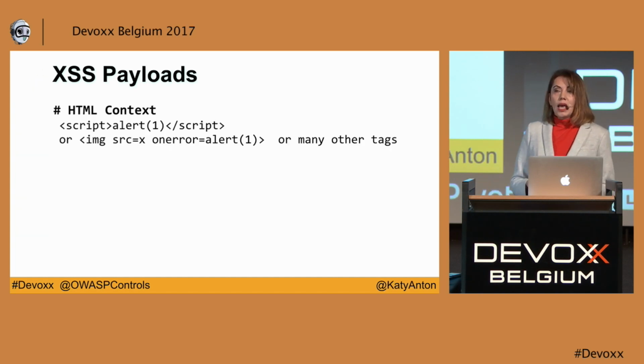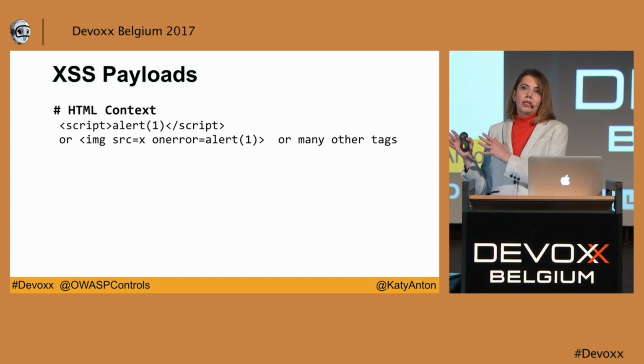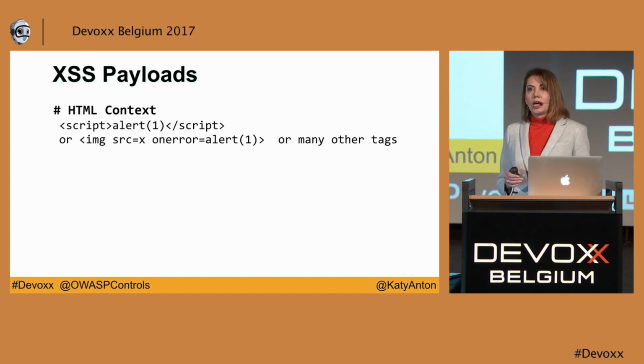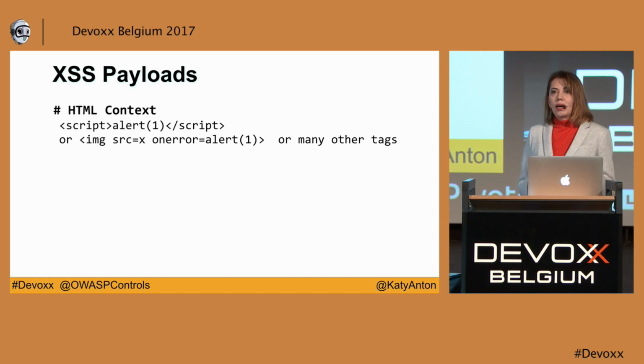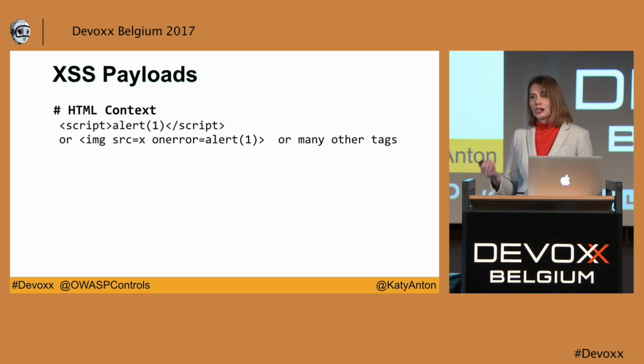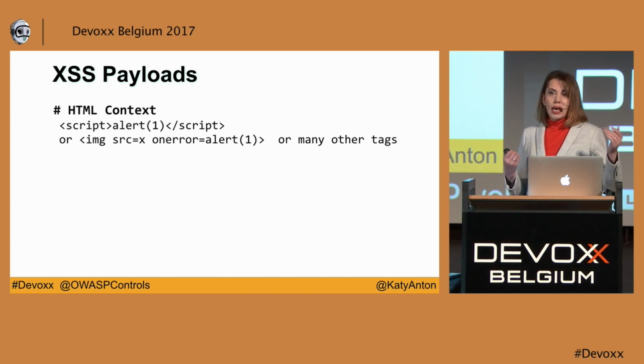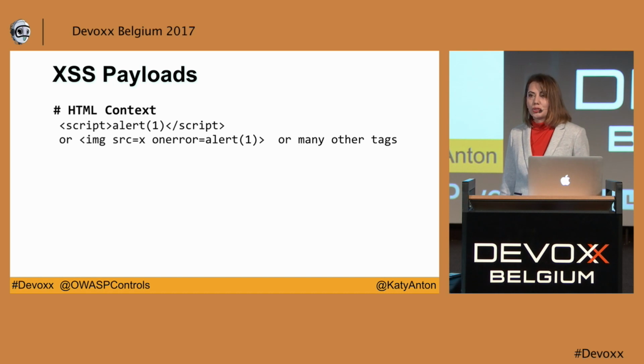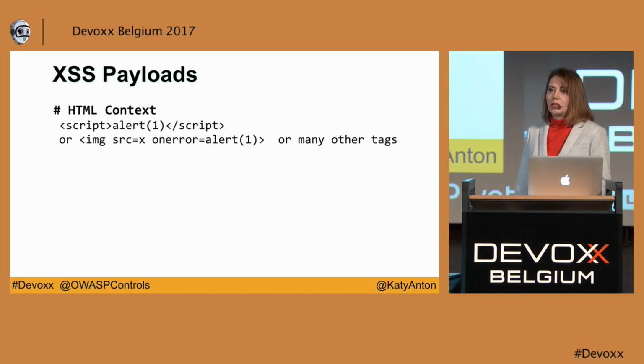So, for example, if your dynamic data is inside an HTML element like a P tag or a div tag, in this case you need to inject a script in order to trigger the script execution, like a script tag. Or in another case, you can insert an image with an invalid source that, when trying to load that source, triggers the onerror event, and that's when the actual injection starts running.